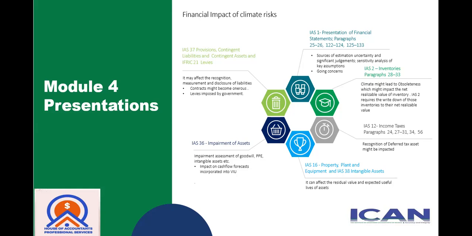Now, financial impact of climate risk. If you look at it, you are seeing so many standards that are going to be affected. Let's start from IAS 1, which is talking about presentation of financial statements. If we go back to the paragraphs we have discussed, we have 25, 26, and then 122 and the likes. What is it actually talking about? The sources of estimation uncertainty, significant judgments, sensitivity analysis, key assumptions and going concern.